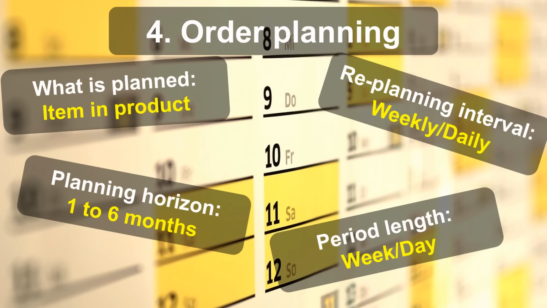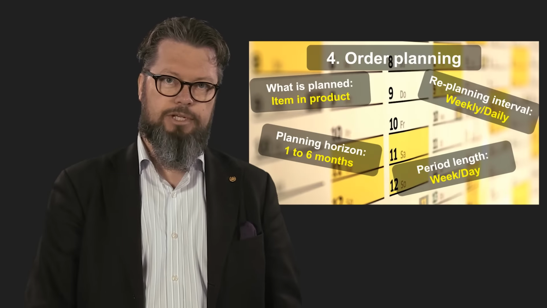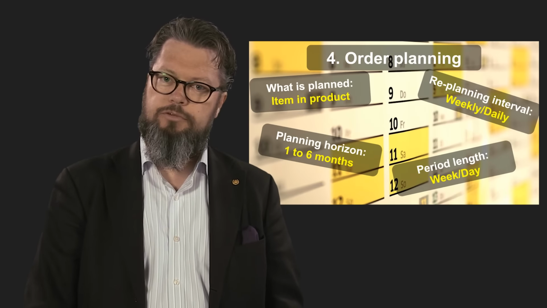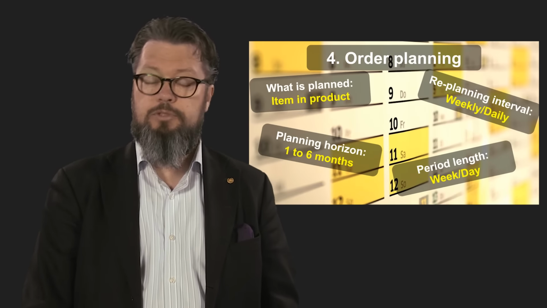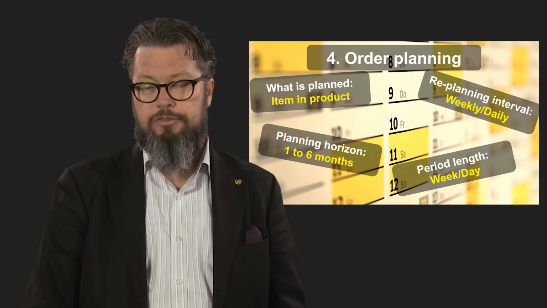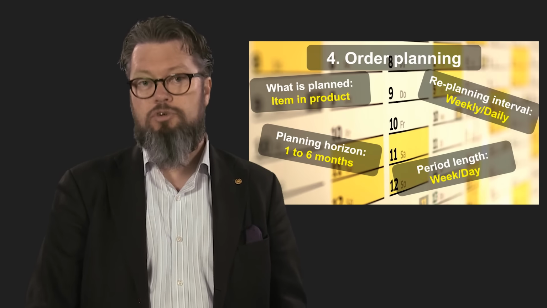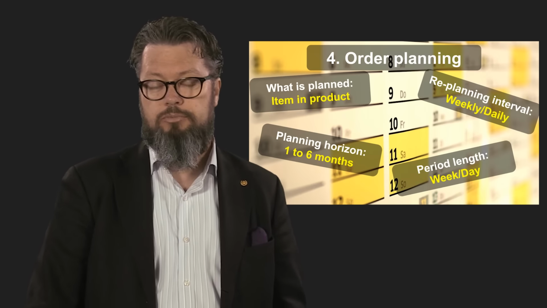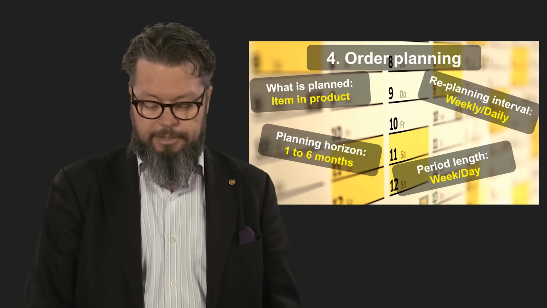Here we look at the items that comprise different products, the items that we need in order to produce, for instance, a chair, then we need 4 legs and so on. And here we have the planning horizon 1 to 6 months, because here we need to involve subcontractors, we need to involve system suppliers, we need to involve other companies and place orders so that we will get the parts we need when we need them.